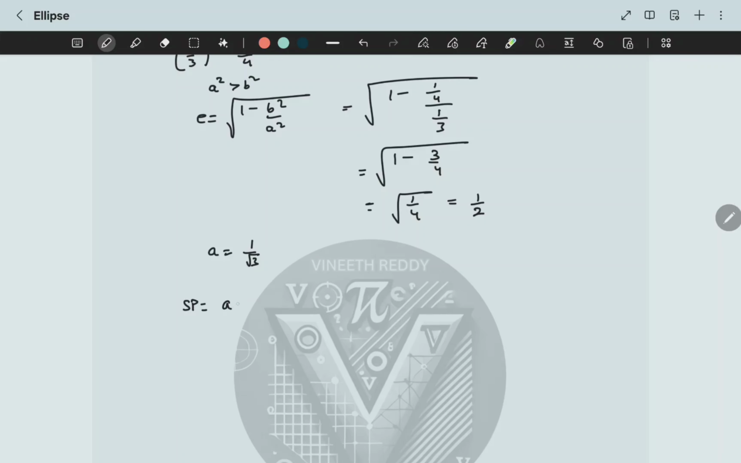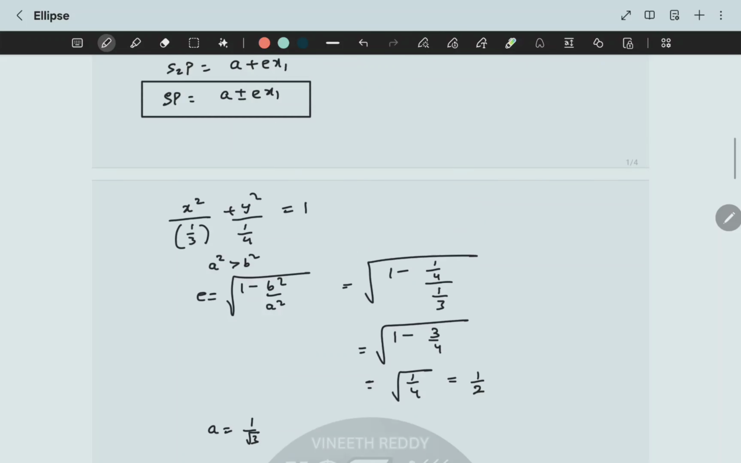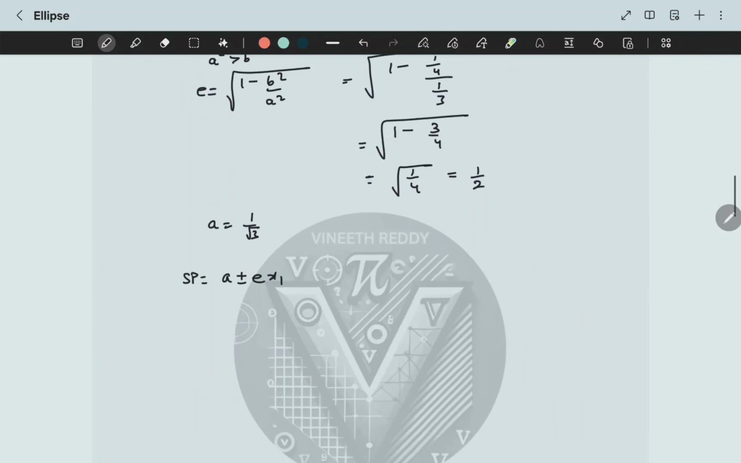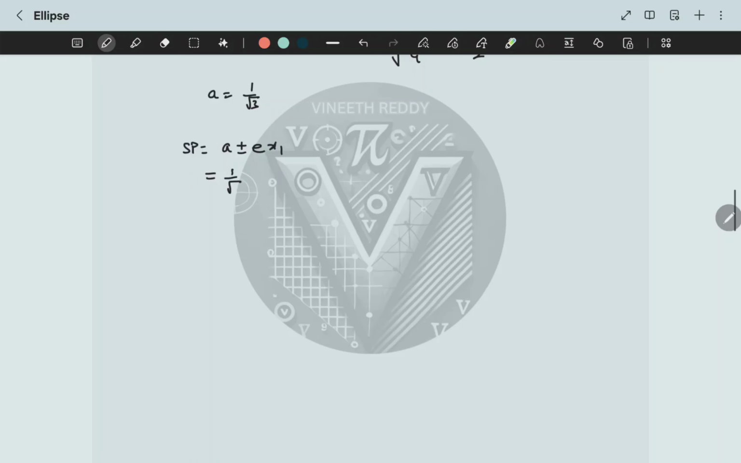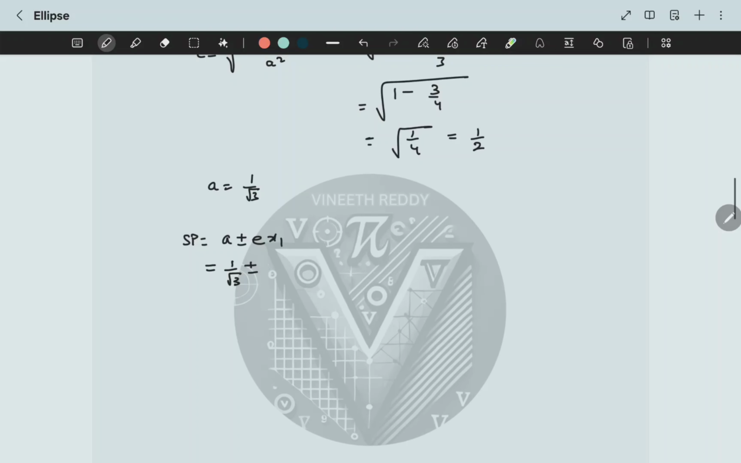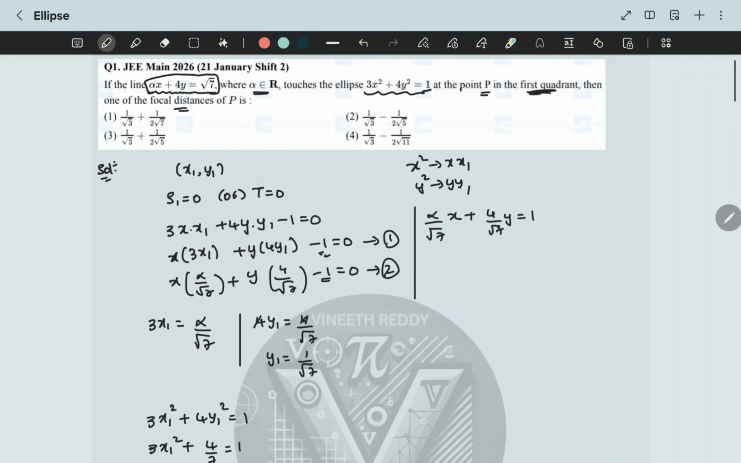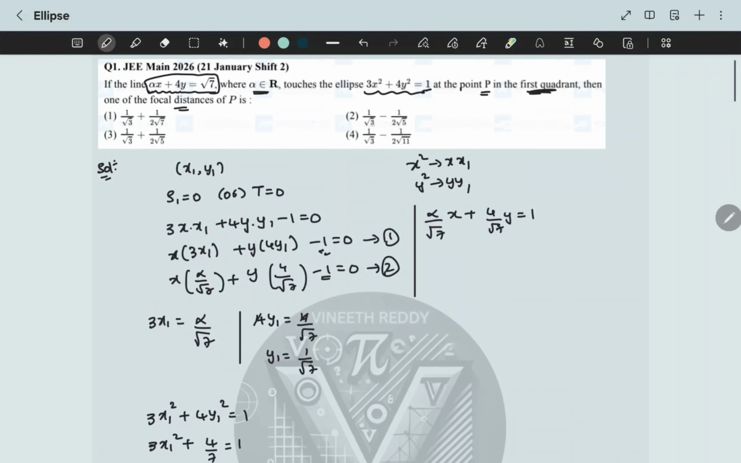So SP will be a plus or minus e into x1. What is x1 here? x1 is 1 by root 7. So we can write this as 1 by root 3 plus or minus e, which is 1 by 2, into x1, which is 1 by root 7. So this should be the answer: 1 by root 3 plus or minus 1 by 2 root 7. Option 1 is correct because it is 1 by root 3 plus 1 by 2 root 7.